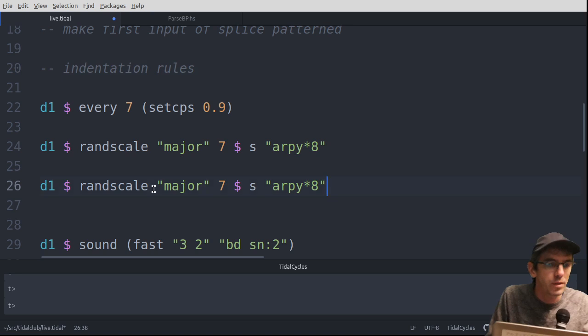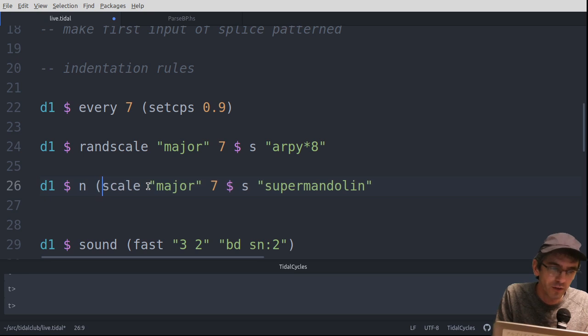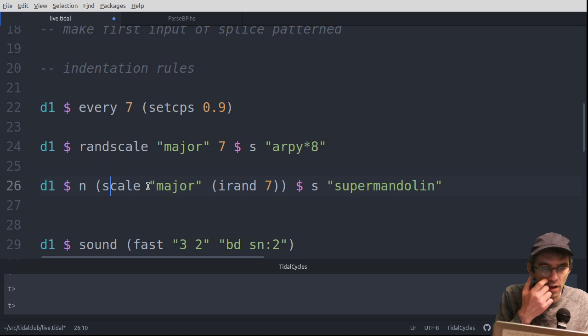So I suppose what this is probably trying to do is turn, let's start with the piano. Mandolin. And they want a random, I'm not sure if it's a random scale or a random number within a scale, so I'll do both. So that would be a way of generating a number between 0 and 6, and using that to pick notes from the major scale.